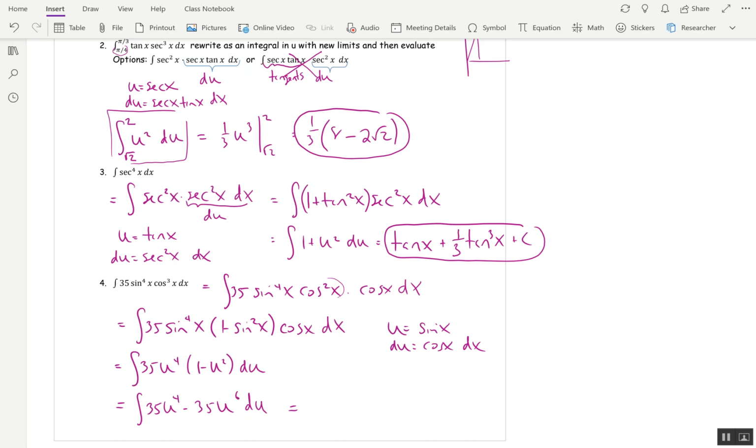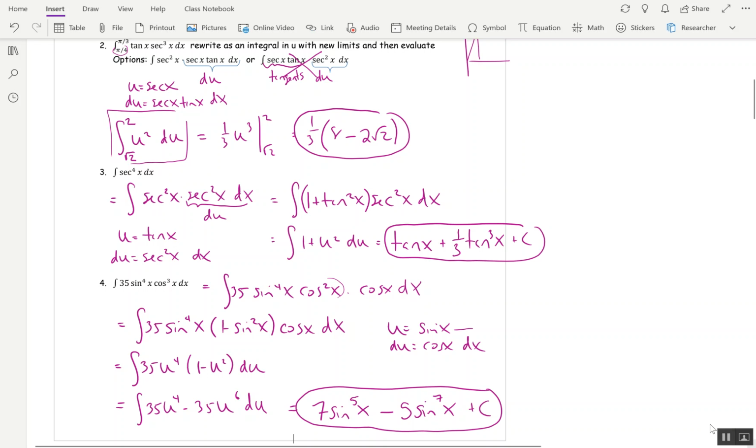As I integrate, I'm going to back substitute. Everywhere I see a u, I'm going to replace it with sine x. So I bring down a 1/5. 35 over 5 is 7. U to the 5th, that's sine to the 5th x. Then minus, bring down a 1/7. 35 over 7 is 5. And then we'll have sine to the 7th x plus c. And there we go. Okay, I'll finish it up with another video so this doesn't get too long.